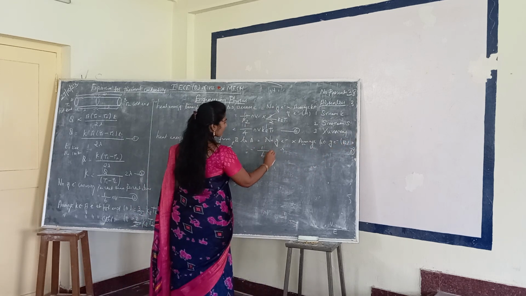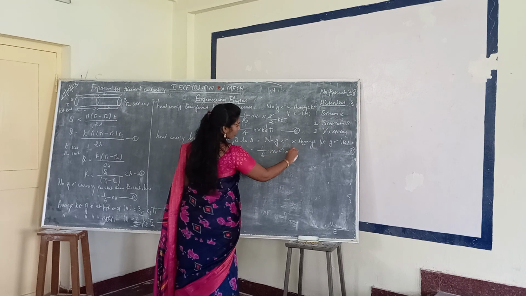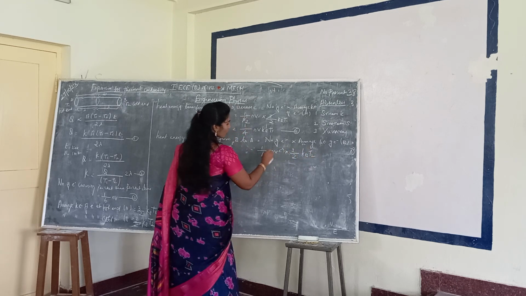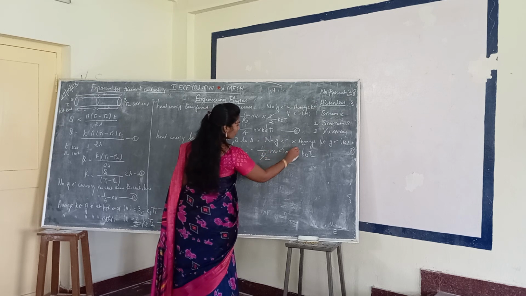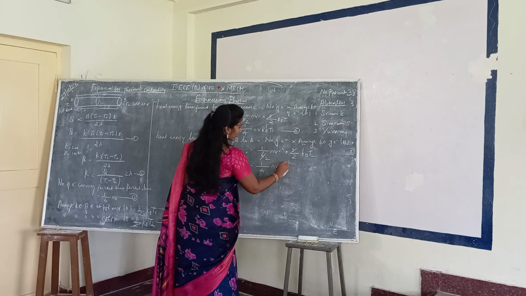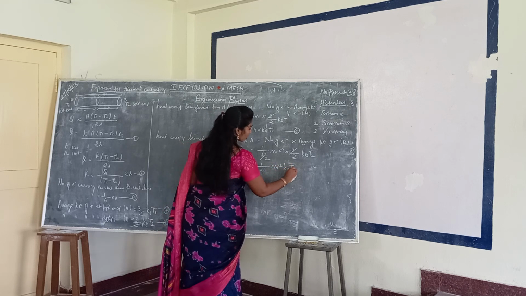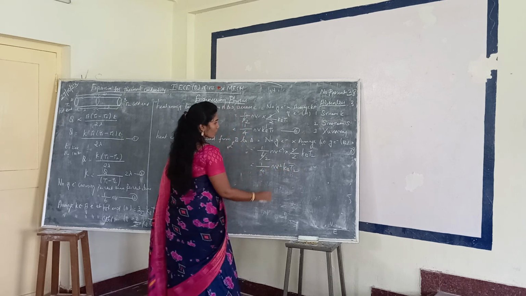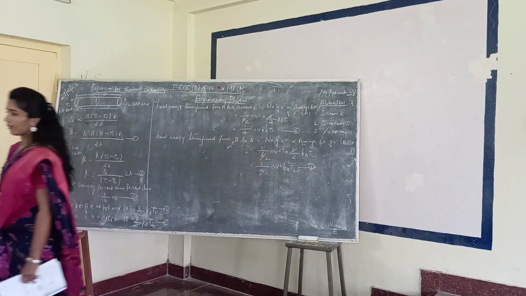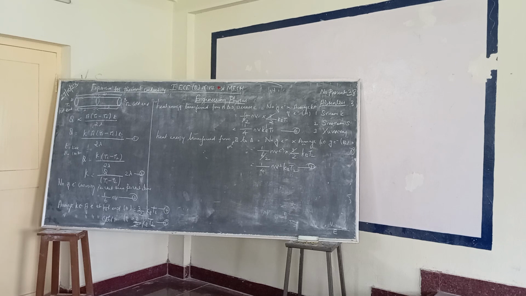1 divided by 6 n into V square into 3 by 2 kV T2. So here 2 cancels, and here also 1 divided by 4 n V square into kV into T2. So this one is the seventh equation. Up to this point, any doubts?